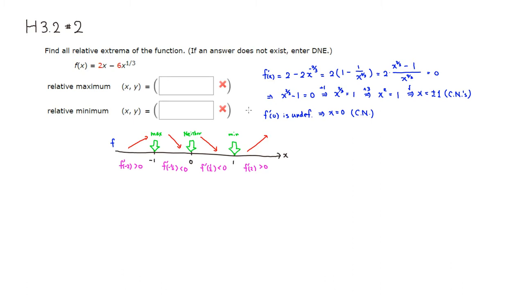So the relative max is going to happen at -1. If you plug in -1, let's compute f of -1. It would be -2, and the cube root of -1 is still -1, so it's going to be +6. So this is going to be actually 4. So -1 comma 4. And let's try f of 1, which is going to be 2 minus 6. So it's -4. So it's going to be 1 comma -4.